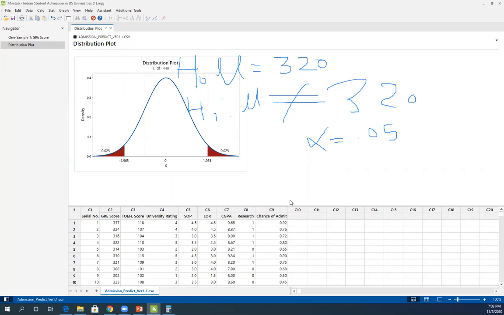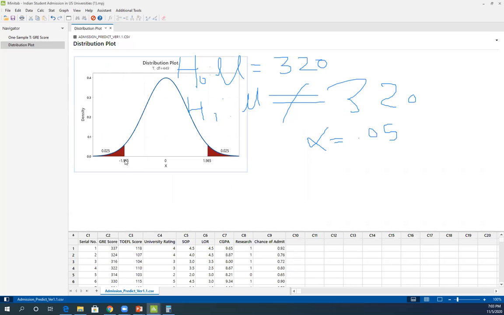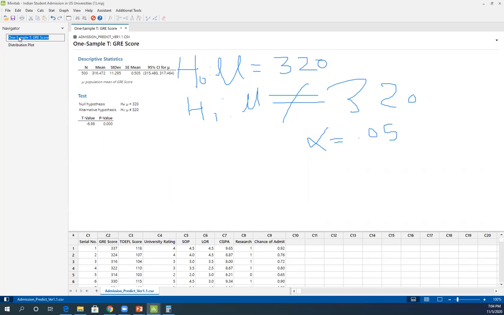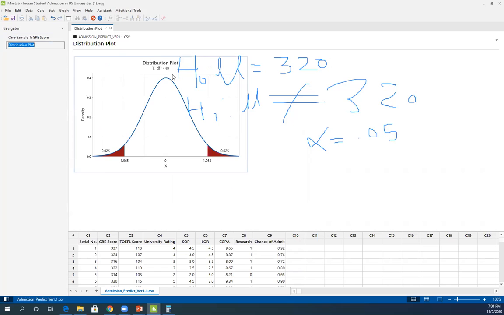So what is the value? Minus 1.96 and 1.96. Where are we getting our t value? Minus 6.98. That means the value is coming in this area, in this area, minus 6.98.